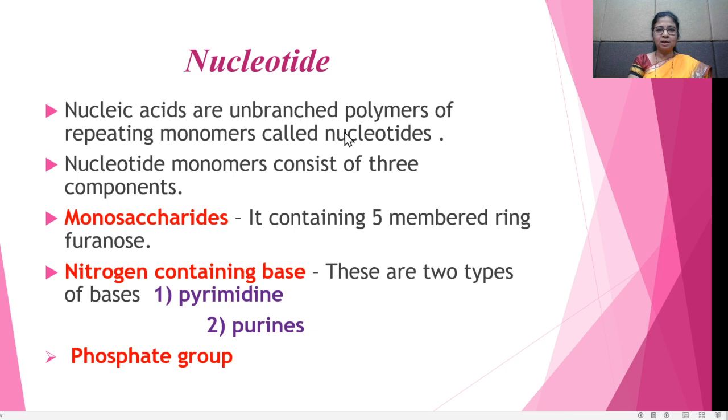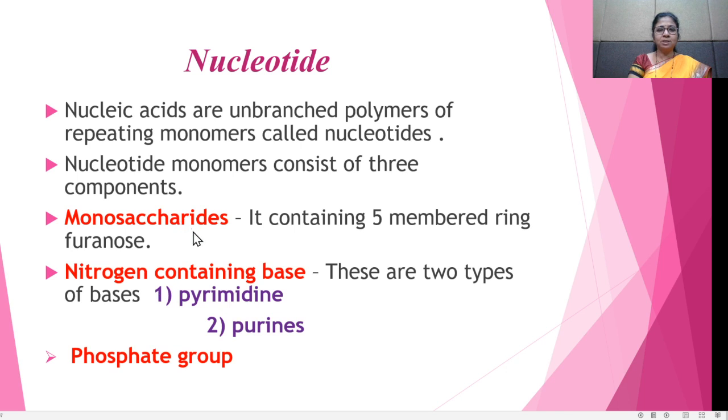And now see what the nucleotides are. These nucleotide monomers consist of three components: one is the monosaccharide, then a nitrogen containing base, and a phosphate group. Nucleotide consists of the monosaccharide, nitrogen containing base, and phosphate group.